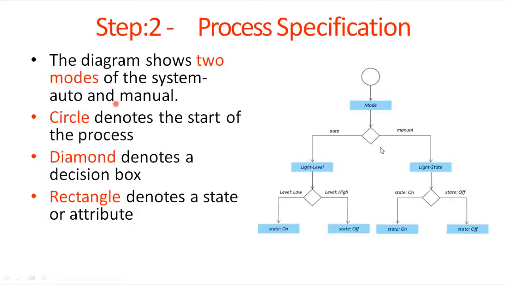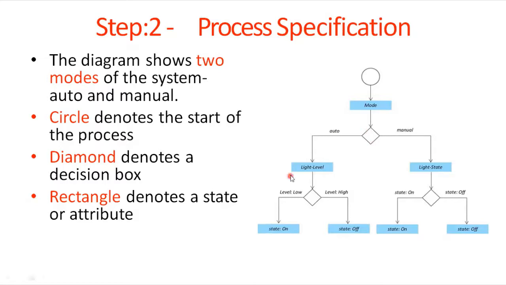Here in this case, you have a circle. How can you represent the circle value? The circle is the start of the process. The next important shape is the diamond, for representing the process specification in an IoT system. The diamond is the decision box. In the home automation system, you take the decision of auto mode or manual mode. That indicates the decision box.